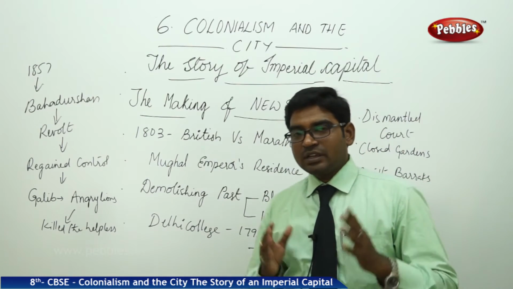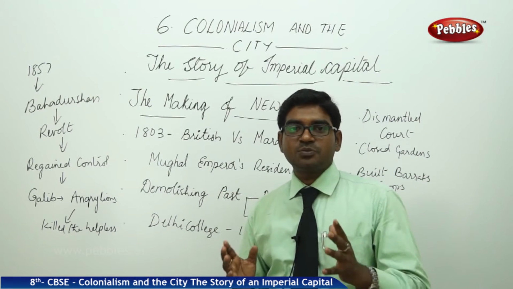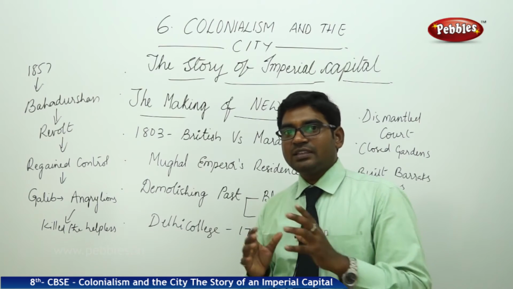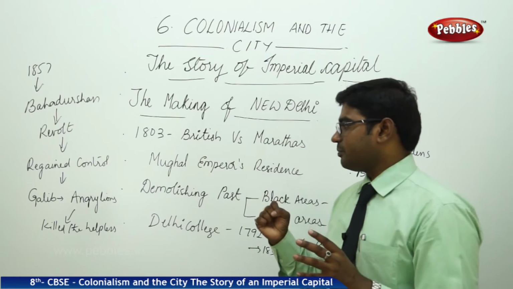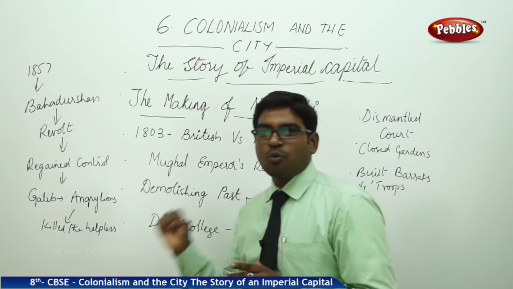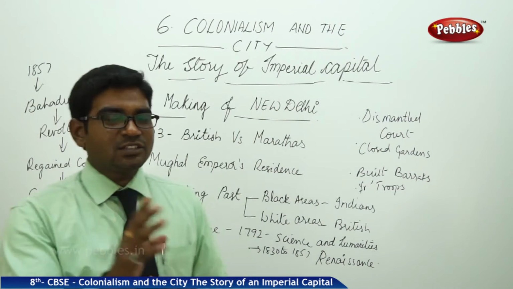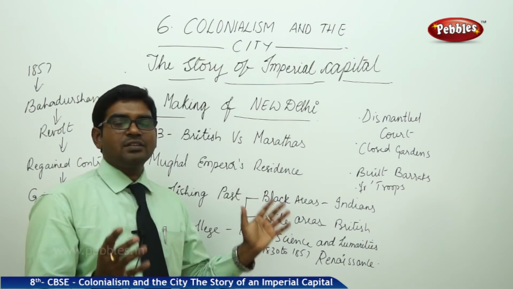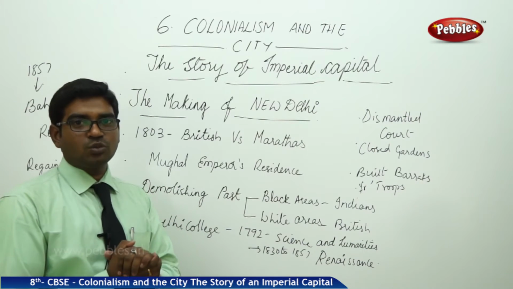Ghalib describes this attack by the English on the Indians as angry lions attacking them and killing the helpless, pouring them out of the city. They dismantled the court, closed the gardens, and built barracks for the soldiers.